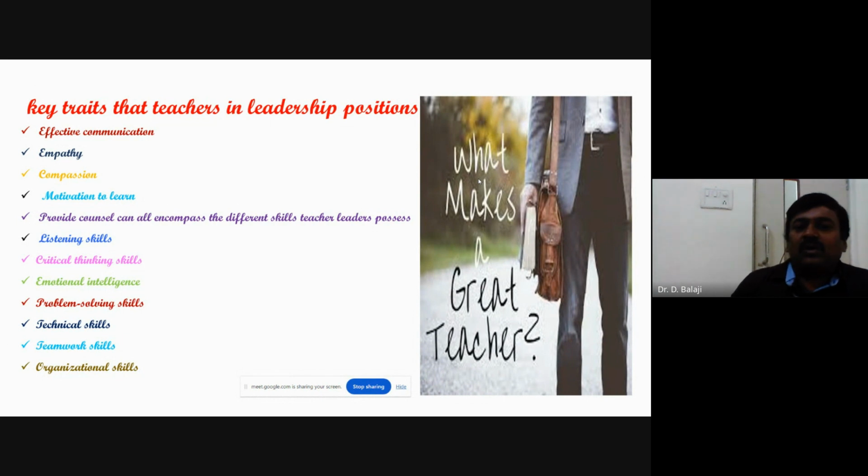Provide counsel from all angles. The different skills a teacher leader possesses: listening skills, critical thinking skills, emotional intelligence, not only taking care of your own emotions, you should take care of other people's emotions also. You should not hurt others' emotions because of your own emotions. Problem solving skills, technical skills, team working skills, and organization skills. These are the skills and traits a teacher leader should possess.